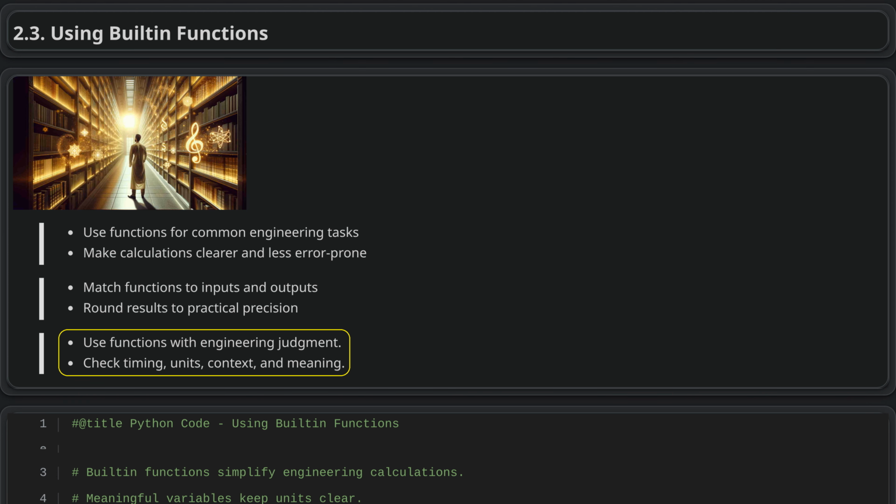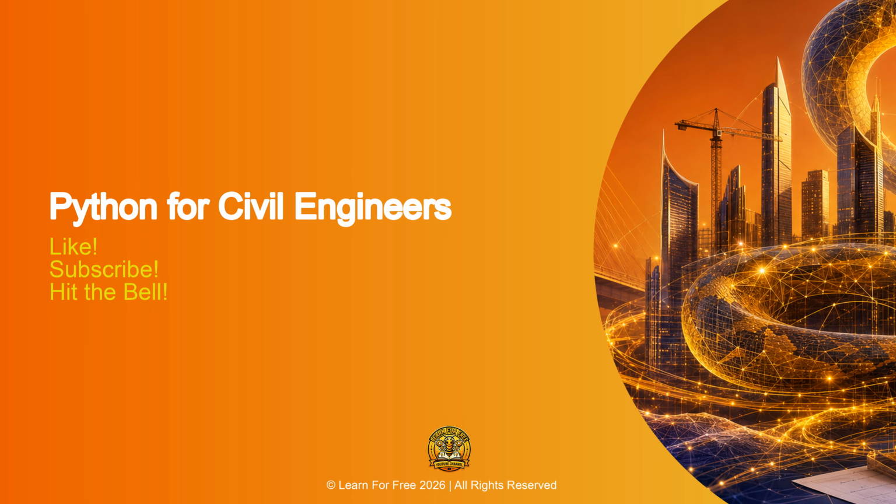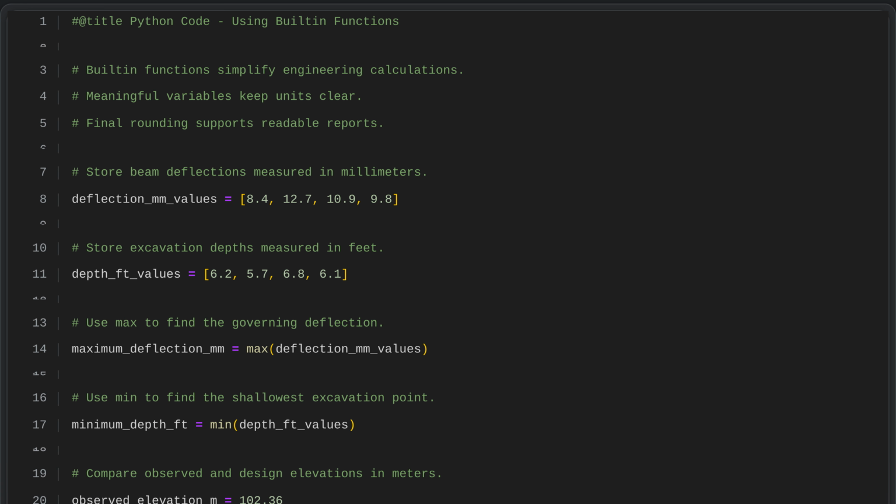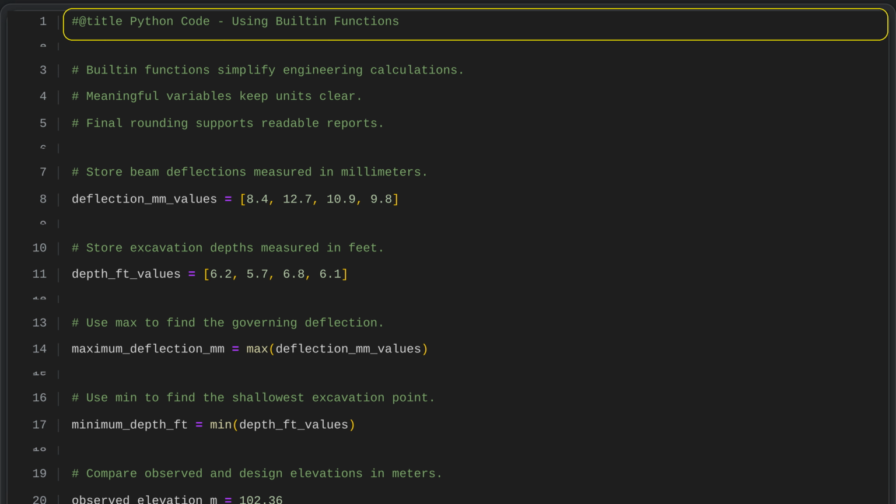Built-in functions can speed up calculations, but engineers must still judge whether the results make sense. Accuracy depends on choices like keeping full precision until the final result, using relevant and reliable data, and maintaining clear names and consistent units. These tools are most valuable when their outputs are interpreted thoughtfully to answer practical engineering questions. Python code using built-in functions.